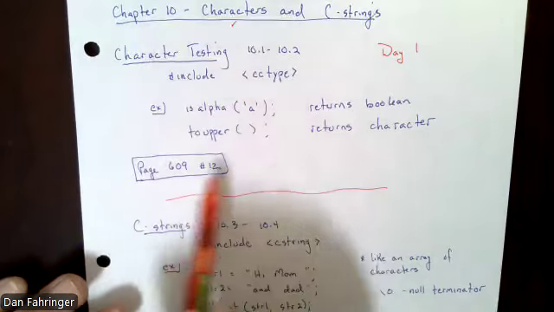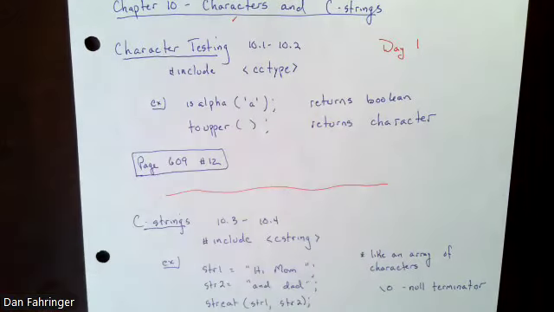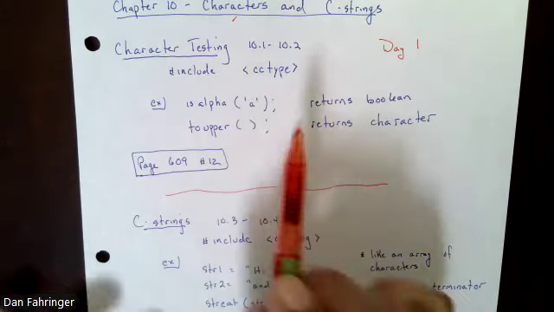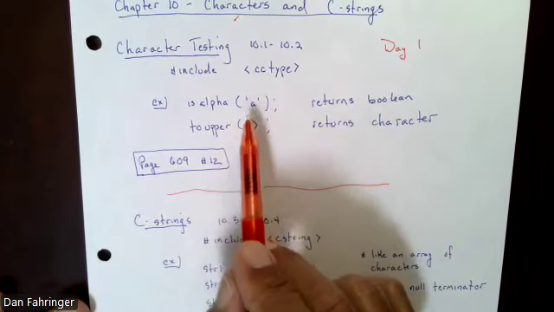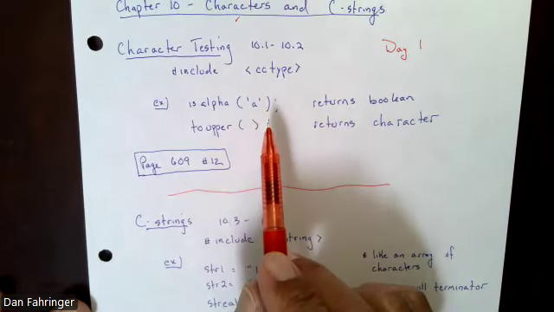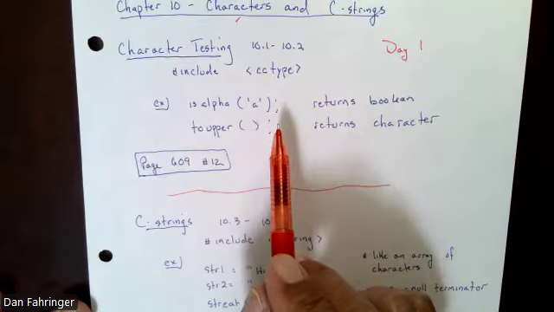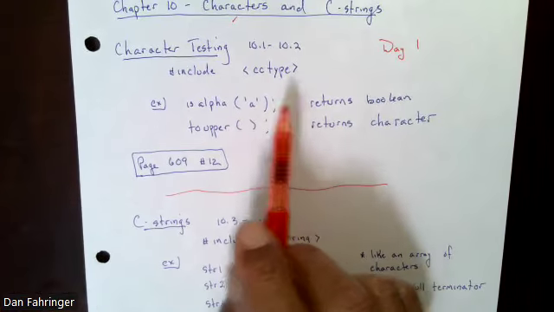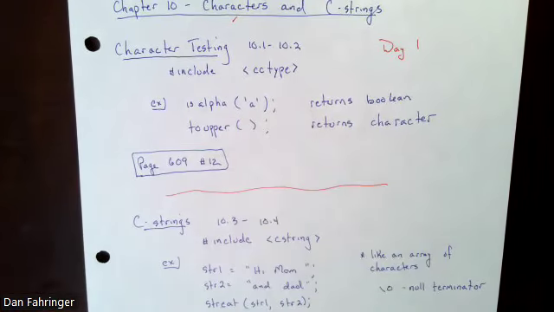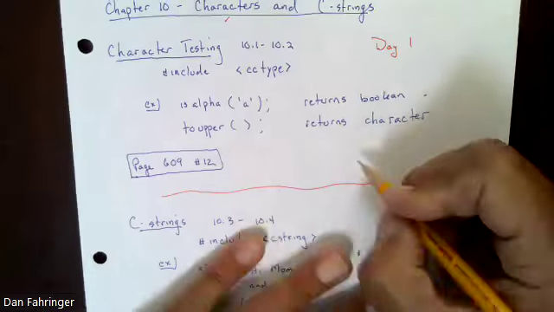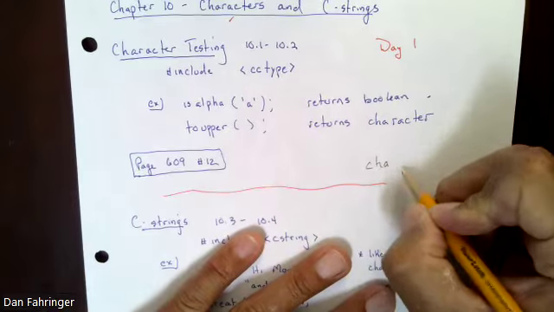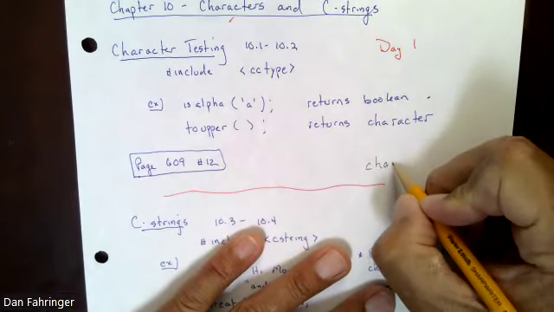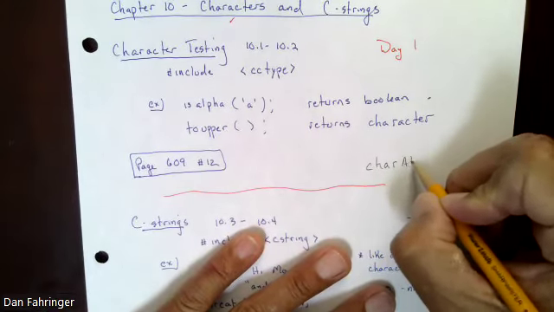Any questions on what was talked about in the videos about character testing? And again, this is working with a single character. Back in Java, how did we get a single character from a string? Does anybody remember what that was? How do you get a single character from a string?